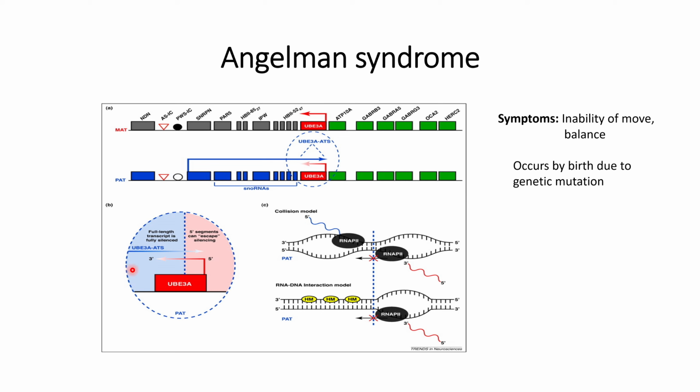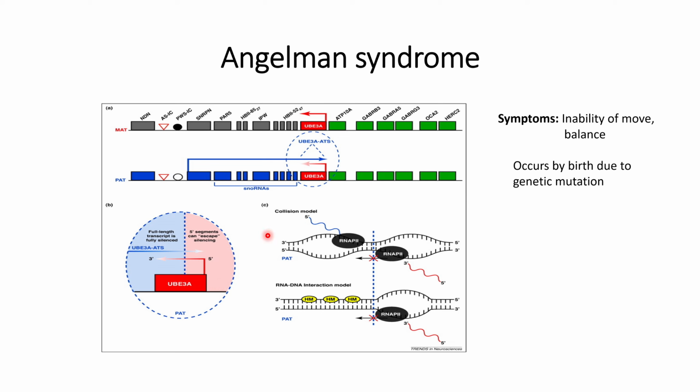However, the antisense strand is completely silenced because of the CpG island available in nearby sites, and in some cases the 5 prime is also not able to transcribe if the UBE3A gene in this person is not properly functional or is mutated.